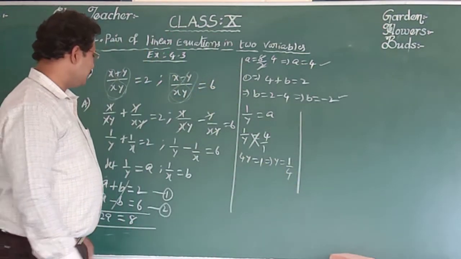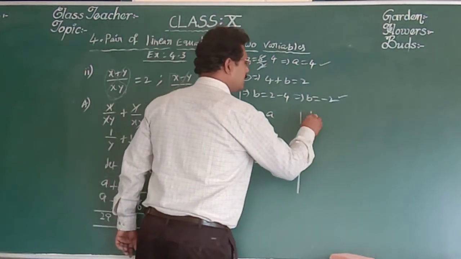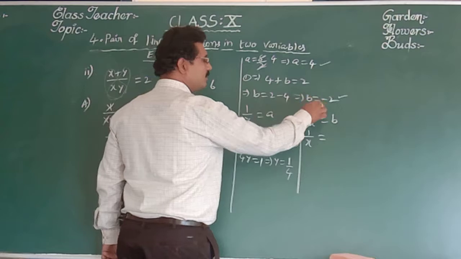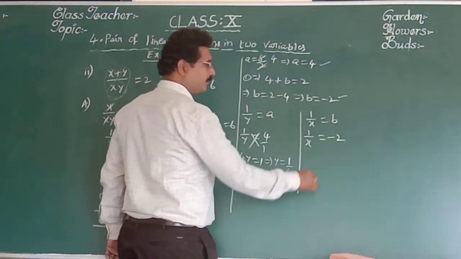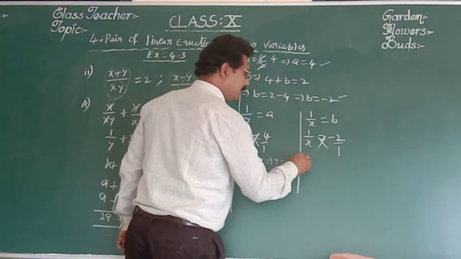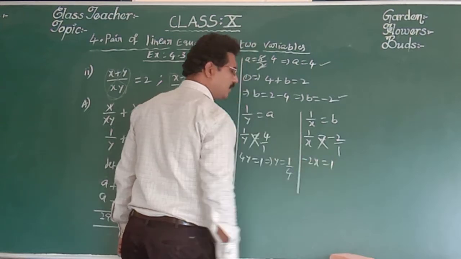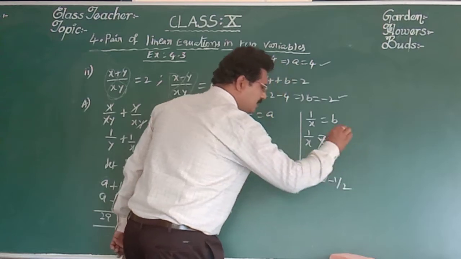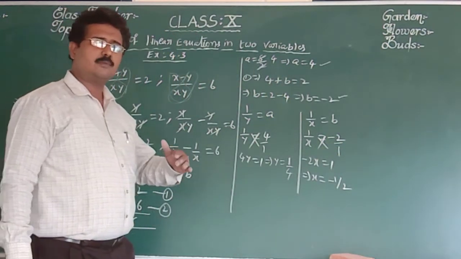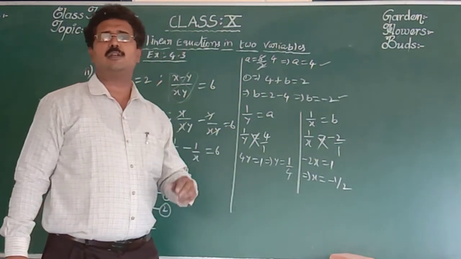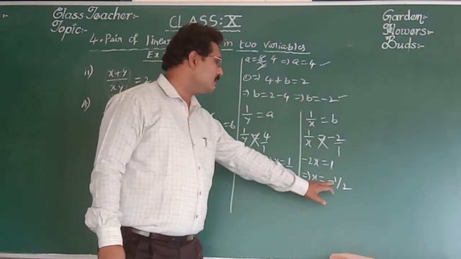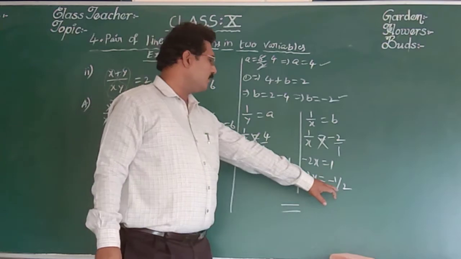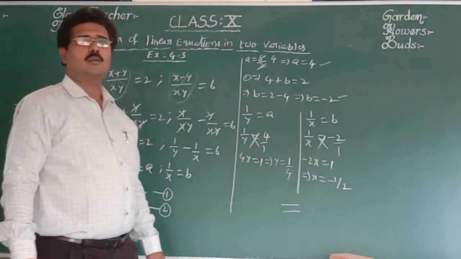Next, in the same way, 1 by x is equal to b. So 1 by x is equal to, what is b? Minus 2. Now cross multiply: minus 2x is equal to 1. That implies x is equal to 1 by minus 2. The negative symbol in the denominator, we can write in the numerator. So x is equal to minus 1 by 2. Therefore, what is the required solution? x is equal to minus 1 by 2, y is equal to 1 by 4.